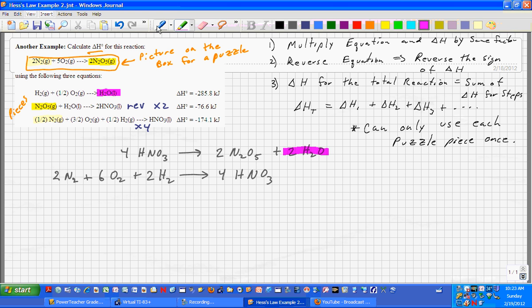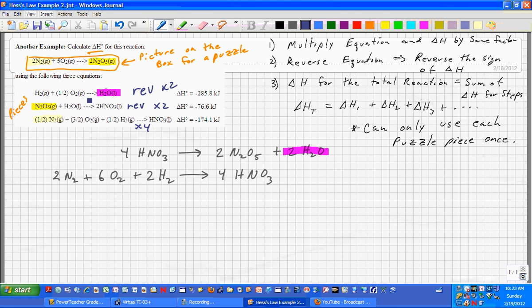So what I'm going to do is reverse this, and multiply by 2 because I've got 2 waters over here, and I really need 2 waters over here to offset that. So I'm going to reverse it and multiply by 2. This is kind of tough, but you see how it works. There's nothing in here that I need. In fact, there's stuff I need to get rid of, and I need to use this puzzle piece to do that.